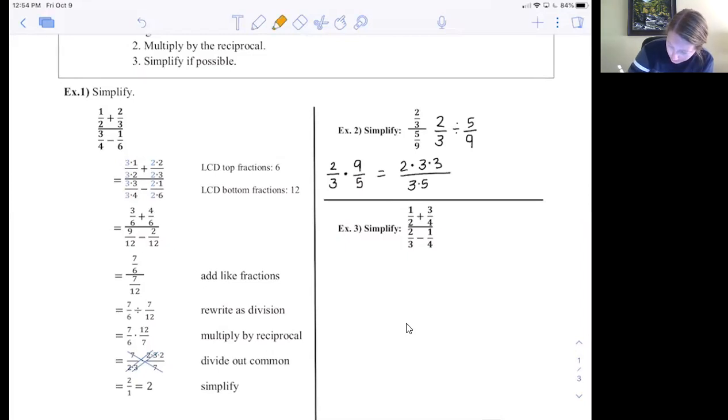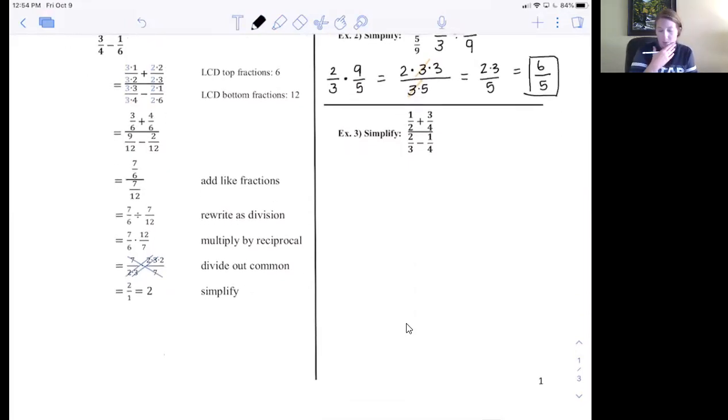So now I can see that I can cancel out this 3 with this 3. So I'm left with on top 2 times 3 divided by 5, which is 6/5. Okay, so that's my answer.